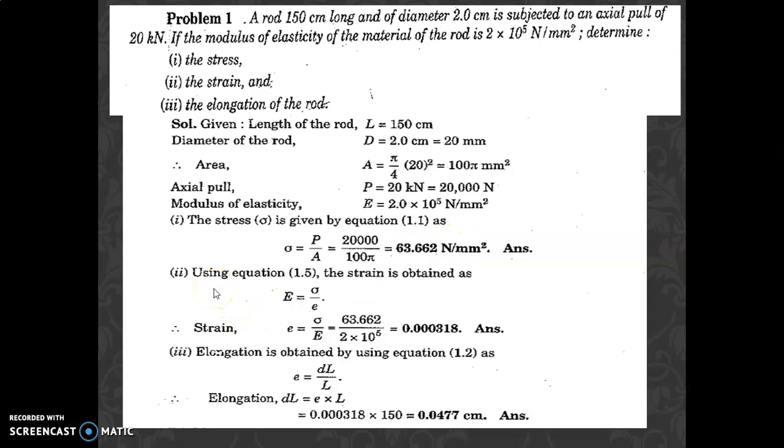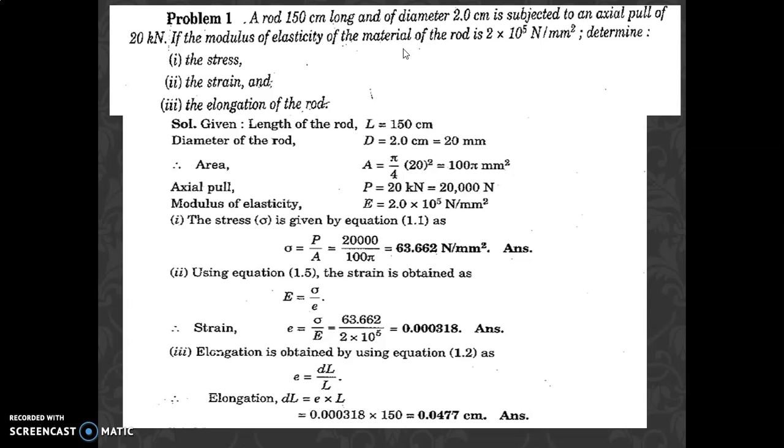Secondly, whenever we are calculating the strain, the strain is the change in length to the original length. Generally we calculate strain as change in length to the original length. Here the change in length is not provided to us. So the formula dl to l we cannot use here while calculating the strain.